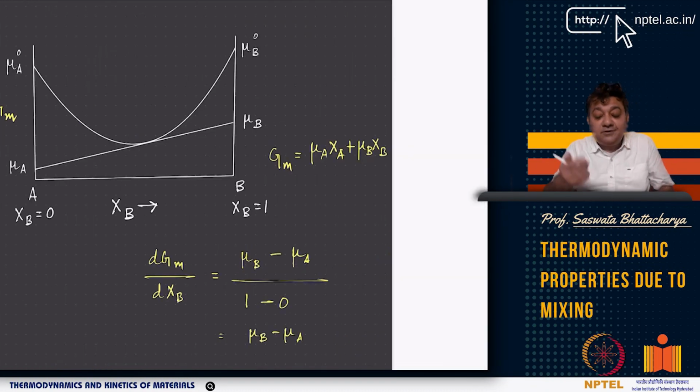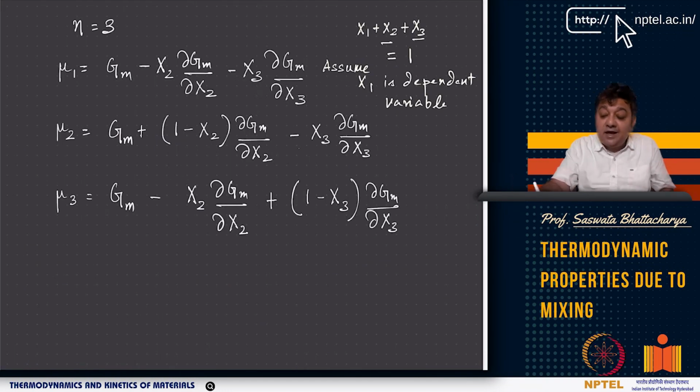For example, take the higher order system here with n equal to 3. I have assumed x1 is dependent and x2 and x3 are independent. So when I write del g_m del x2, understand that x3 is fixed, not x1. The dependent variable cannot be fixed. And when I write del g_m del x3, x2 is fixed. So this is the idea.